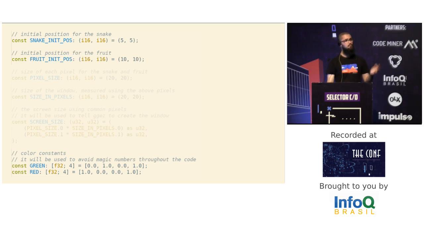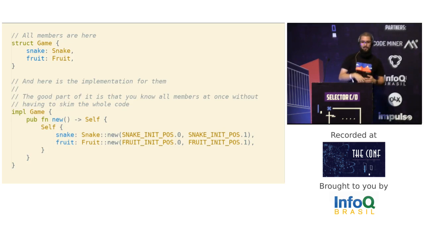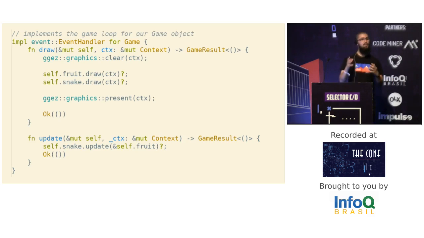So we have the initial position for the snake and for the fruit, and we have some constants there to avoid typing a lot of numbers just to build colors. And then let's implement in our game. We add the fruit and we add the snake to the game. And in the new, we instantiate the new snake and fruit, okay? Nothing fancy here. And in the event handler that we implemented, we will just call the fruit draw and the snake draw.